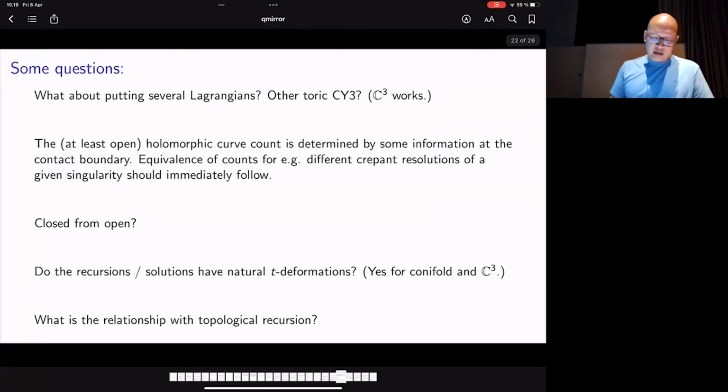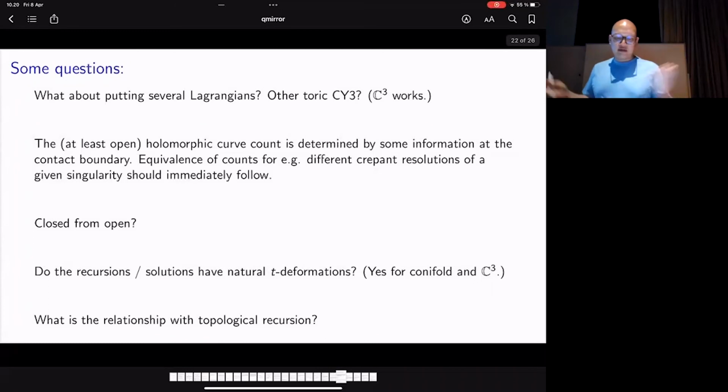So okay, let me mention some questions, maybe questions for Melissa. One thing is you can put several Lagrangians. You can do other toric Calabi-Yau threefolds. I expect it works in that generality. It definitely works for C3. I haven't tried to compute.